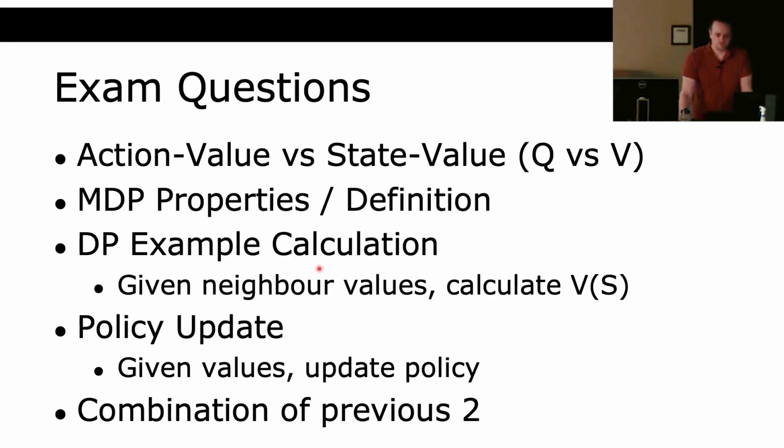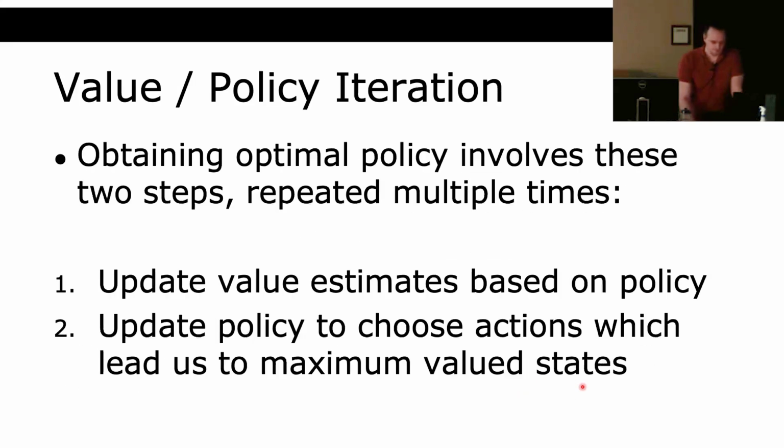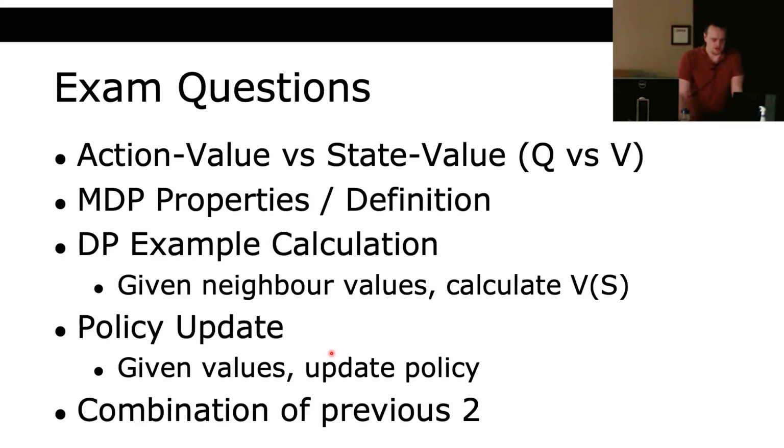Dynamic programming, example calculation. That's the thing where I showed you the up, down, left, and right, and you had to calculate the value of the state given those other values. That would be using the Bellman equation. So given the neighboring values, the value of the reward, and the value of gamma, calculate that. Then a policy update. If I say, okay, here are the values of doing the actions at this state, meaning if I gave you literally this slide, you would have to calculate this value down here. And also any combination of those previous two, meaning any combination of calculating values and then updating the policy.